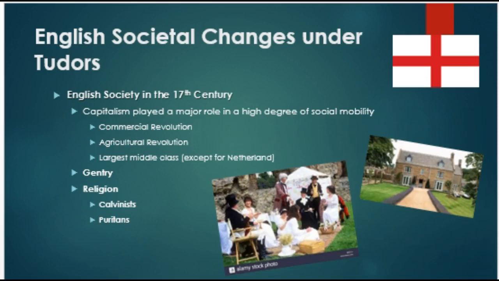This is also going to lead to why the Industrial Revolution later on will happen in England before other places in Europe. So as I said, England possesses the largest middle class except for the Netherlands. Now there's also a class called the gentry. The gentry are wealthy landowners, not nobility, in the countryside who dominate the politics of the House of Commons, which is England's lower house in Parliament.